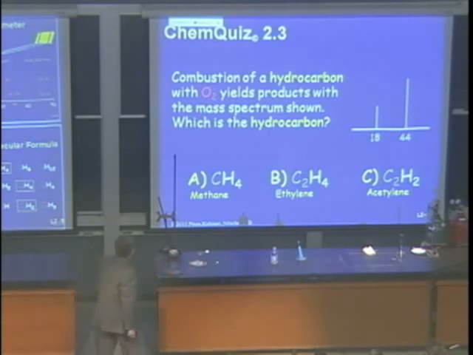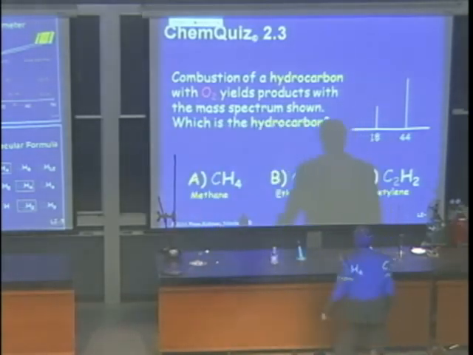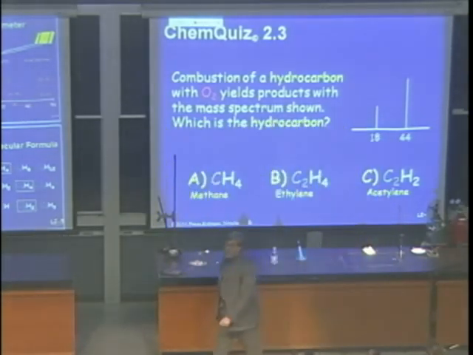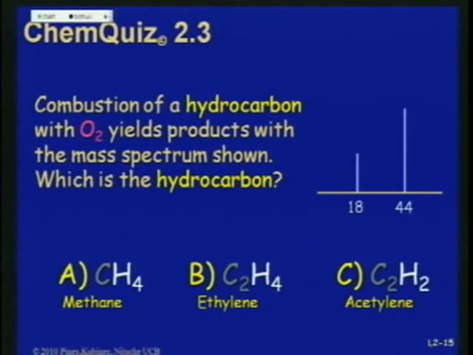And we get this kind of spectrum here, 18 to 44. You're going to think about this over the weekend, and I will pose this question at the beginning of next lecture, and you will answer. The question: combustion of a hydrocarbon with oxygen yields products with the mass spectrum shown here. Which is the hydrocarbon? Methane, ethylene, or acetylene? Okay?